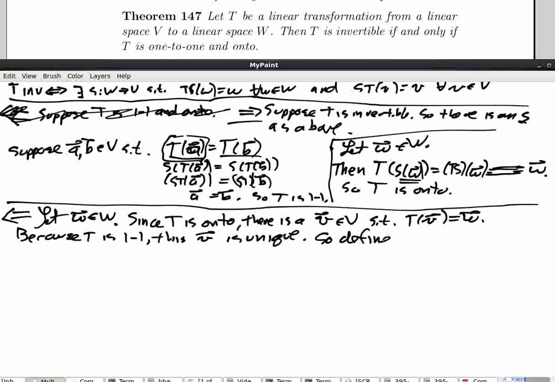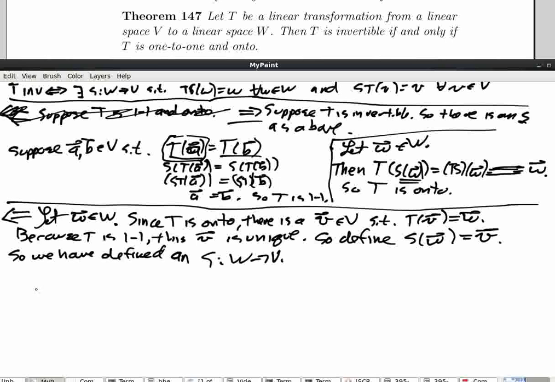So the way I'm going to do this is I'm going to define S of w equals v. So we have defined an S that maps from W to V. But what I've done is I've shown that there is a function S from W to V, but I need to show that both of these things hold.